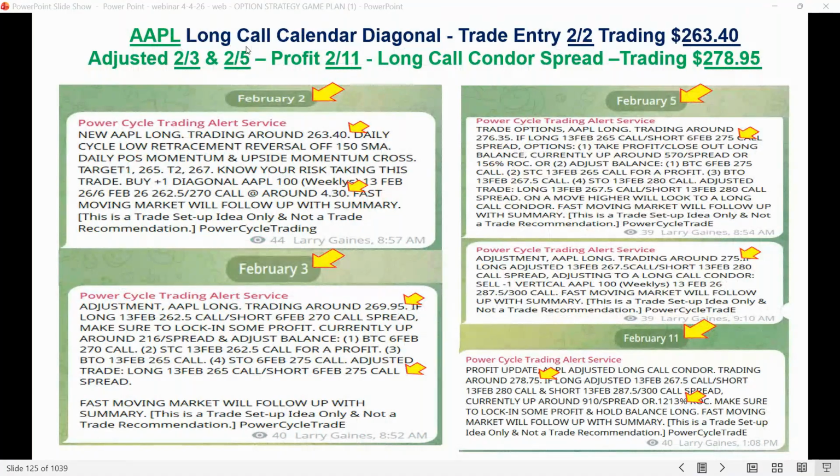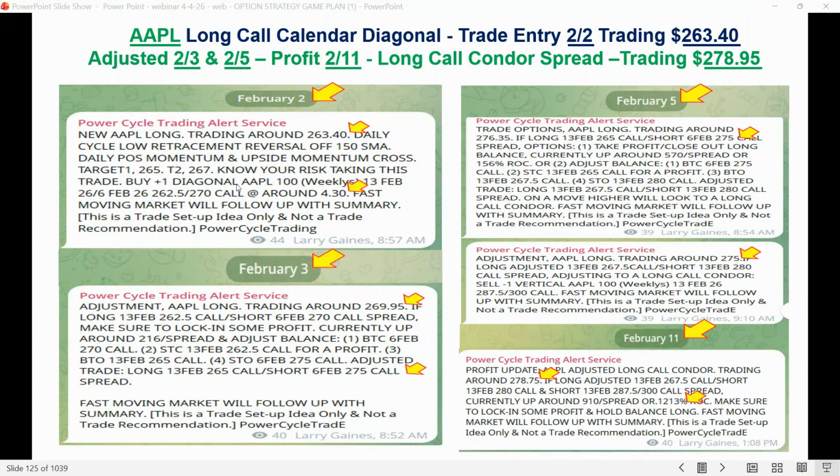Now, this is one that we did. This actually started out as a call calendar diagonal on Apple, but we adjusted this into the call condor. We started this Apple trade along the second. Now, Apple looks really good now too, to throw that out. We're going to look at that on Monday, maybe go long, we'll see where it is. But this is one that we set up on Apple. It's trading at 263.40. We did adjustments on the 3rd and the 5th, and then took profit on the 11th. And so we went from that calendar diagonal to a long call condor.